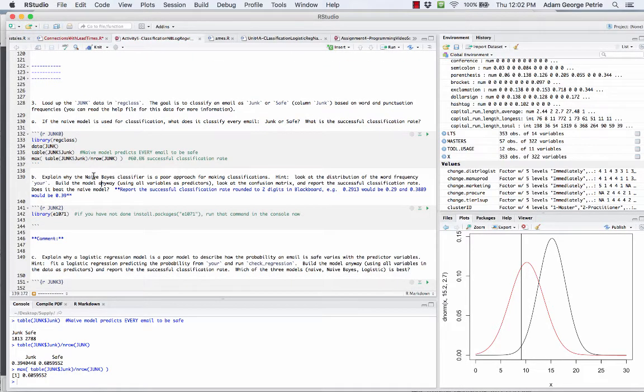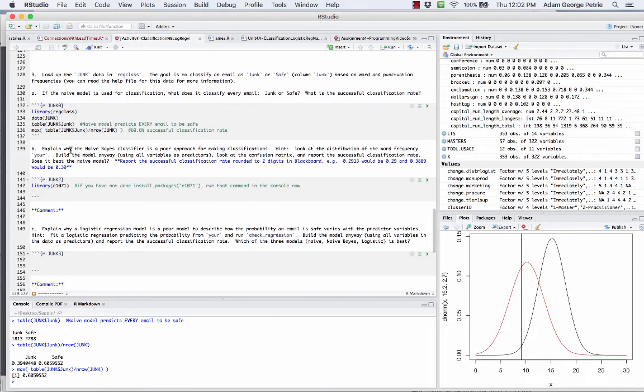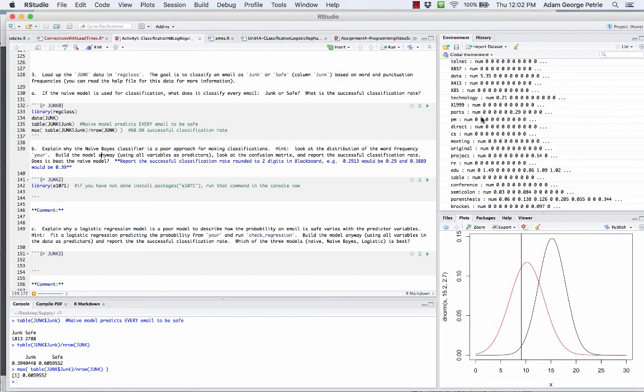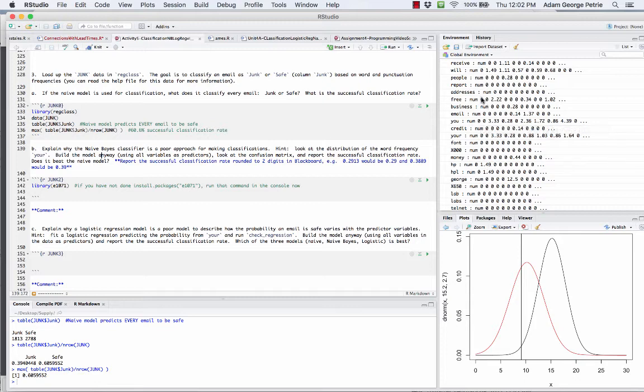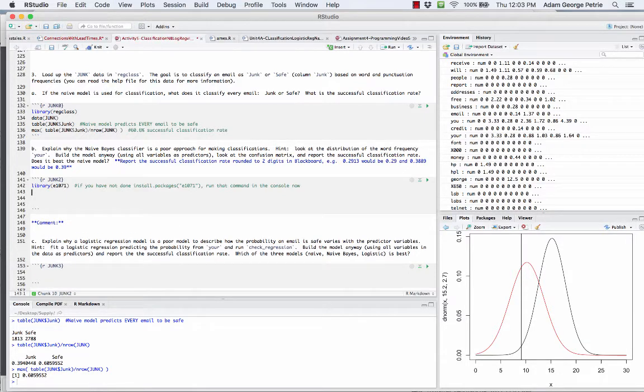All right, well, what do models have to say about this, naive Bayes and logistic? Question B asks us to explain why the naive Bayes classifier is a poor approach for making classification. And we have a little hint that says look at the distribution of the frequency your. All right, so one of the fundamental assumptions of naive Bayes when it uses numerical variables to make scores for each class is that the overall distribution of the numbers looks like a normal curve for each class here. So, all right, let's just look to see the distribution of the word frequency your.